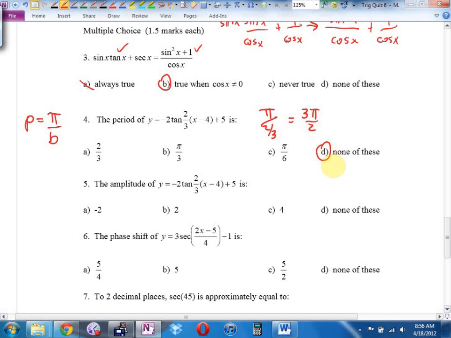Oh, it is none of these. Sheesh. I don't give multiple choice tests with none of these. My friend who made up this test does. I don't do all of the above, none of the above, some of the above. I don't do that.